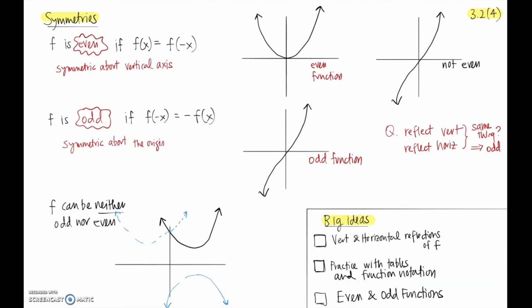Okay, so our big ideas here are, we talked about vertical and horizontal reflections of f, just continuing our series of different types of transformations of f, and we got some good practice with tables and function notation, evaluating different things, or even solving certain equations using a table and function notation. And we introduced the idea of even and odd functions. We won't really talk more about these, but we definitely want to be able to recognize them and even construct them if you're given a function, draw the graph of its even function, for example.